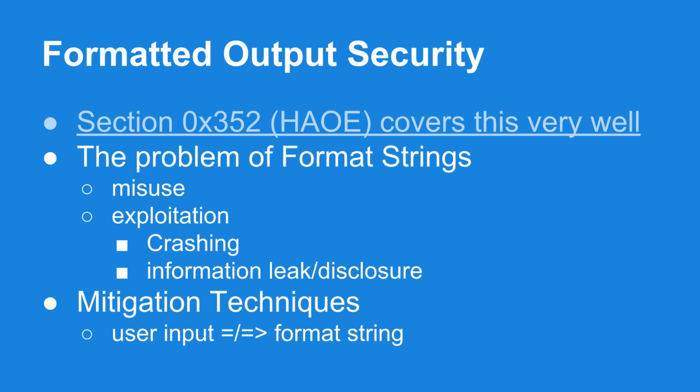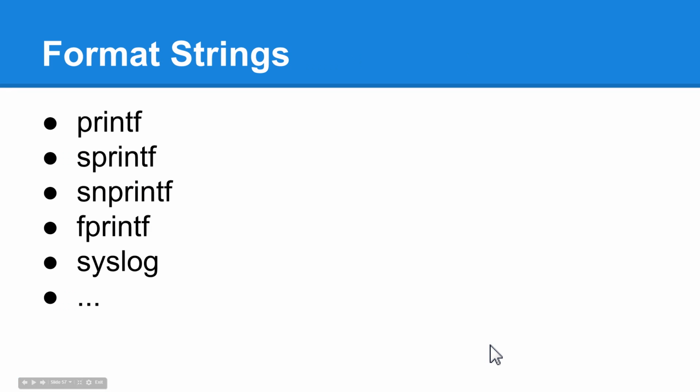So we're going to cover the problem with format strings and their misuse and some of their exploitation involving crashing a program and getting information leaks and disclosures, which are very, very important bug cases in this day and age. And they're used to defeat ASLR and enable ROP exploits. And we're going to discuss some of the mitigation techniques to secure format string vulnerabilities and bugs. Basically it involves preventing user input from being considered a format string.